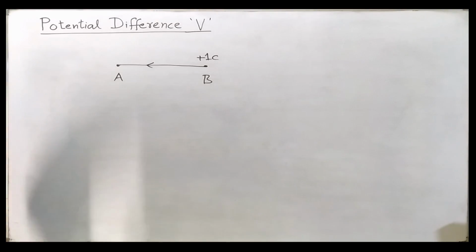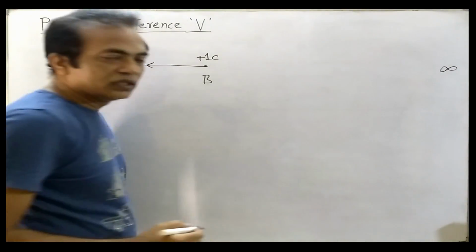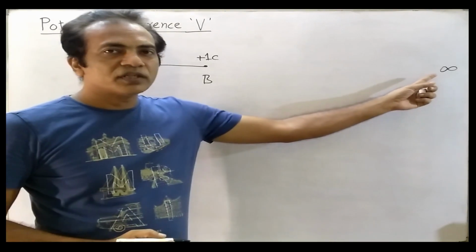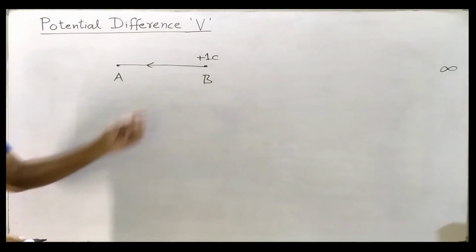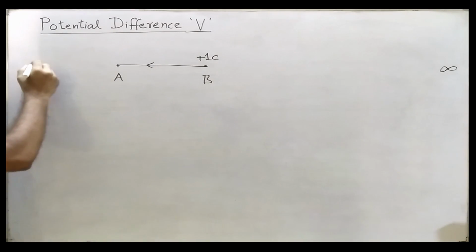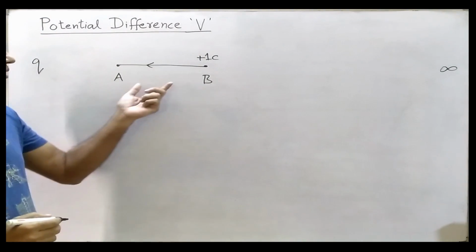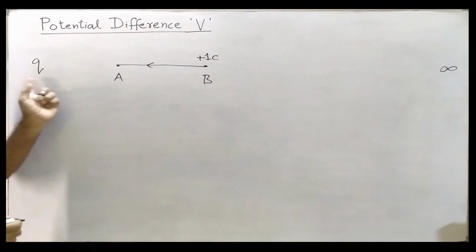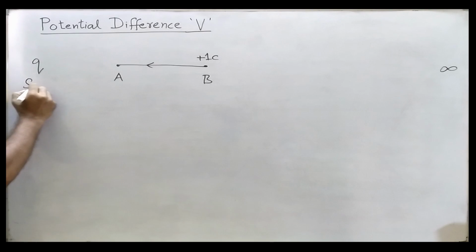As we know from our definition of electric potential, it is the work done in bringing the unit positive charge from infinity to that point. Now we are imagining that these points are near some source charge Q. So these points are basically in the field of charge Q or some source charge.